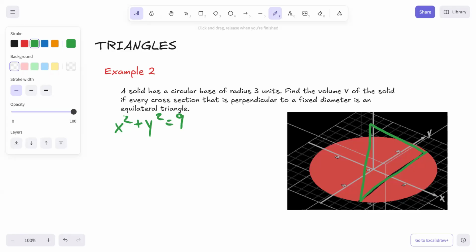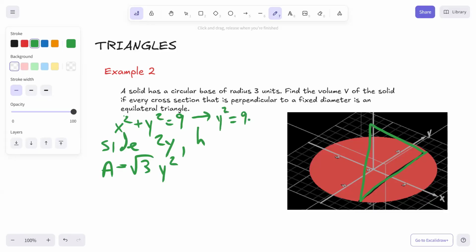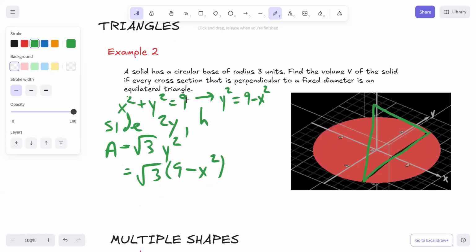So the side length is going to be 2y and the height h. And so the area is equal to the square root of 3 times y squared. Okay, now from our circle equation, we know that y squared is equal to 9 minus x squared. So we could substitute that in, and you get square root of 3 times 9 minus x squared. That's going to be our area formula for this one.